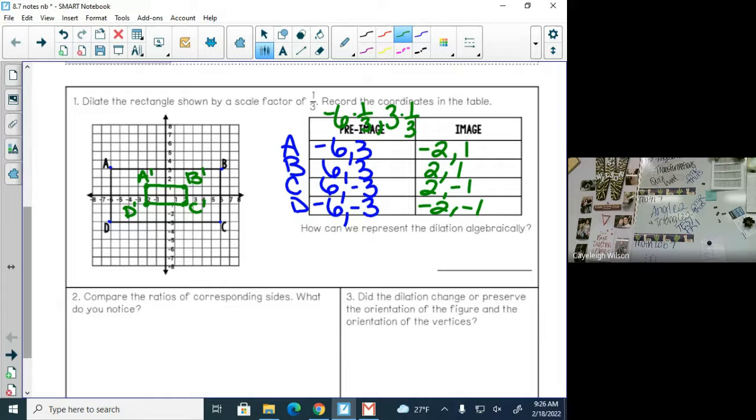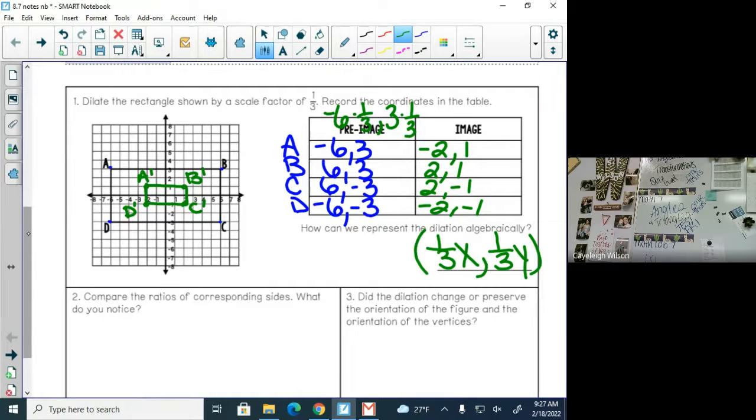All right, and then it says, how can you represent the dilation algebraically? So remember back to when we were doing up, down, left, right. If we were going up 2, then it was y plus 2. If we were going left 3, then it was x minus 3. So since we're doing a scale factor, we multiplied the x and the y by the scale factor, which was 1/3. So 1/3 of x, 1/3 of y. And that's how I would represent that algebraically. Did we do y times 1/3? It's the same. But it's not good math grammar.